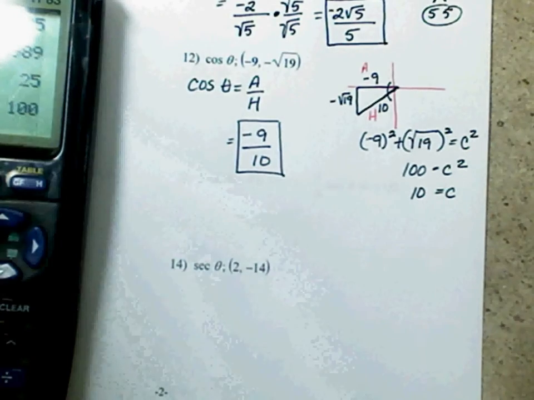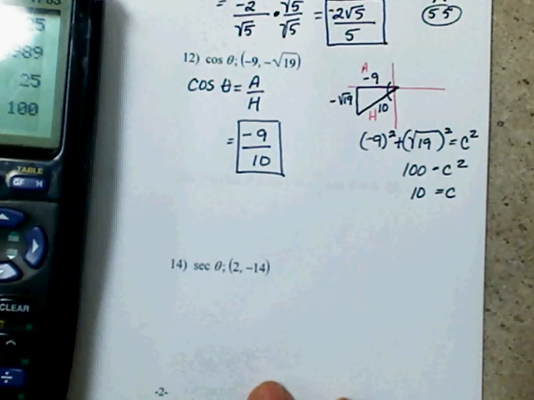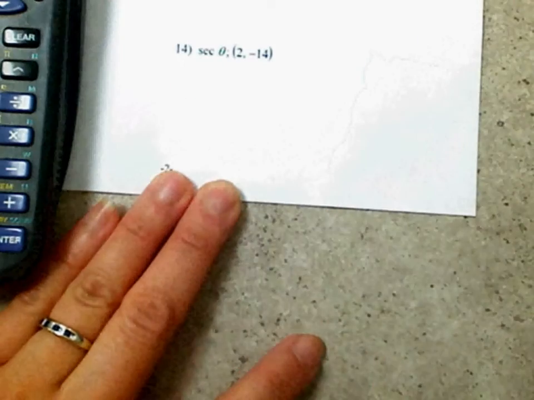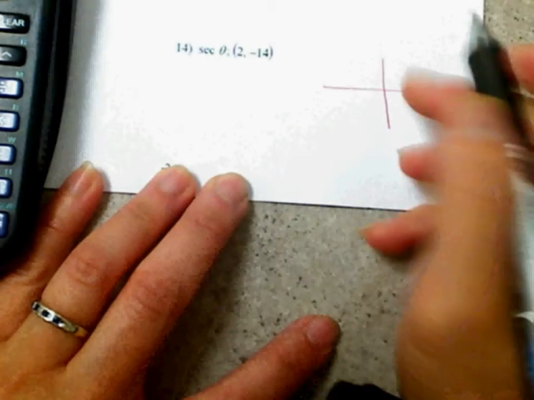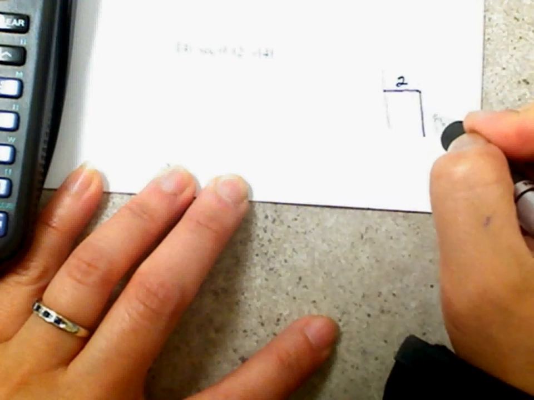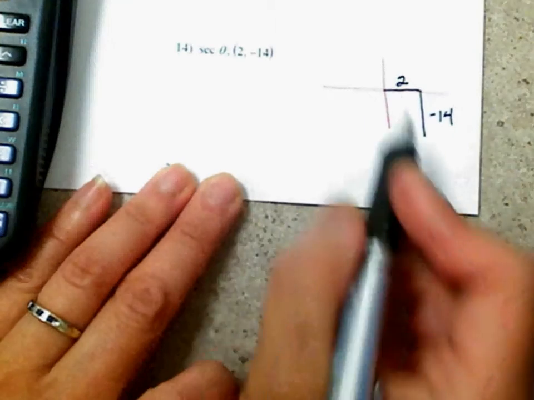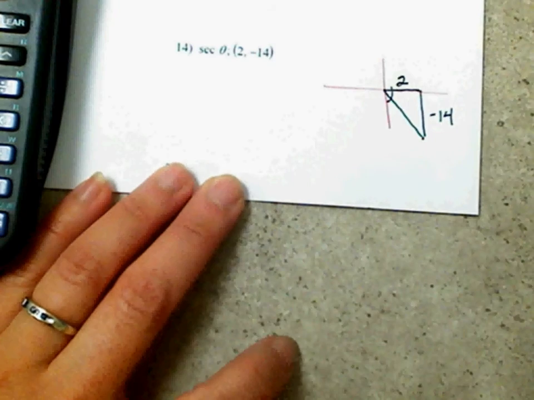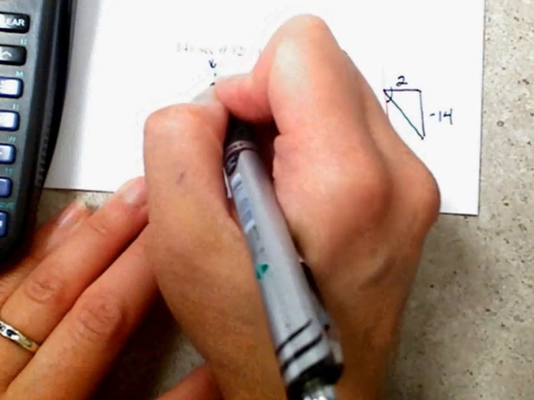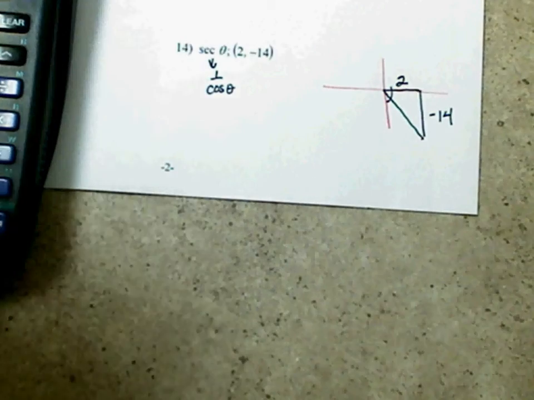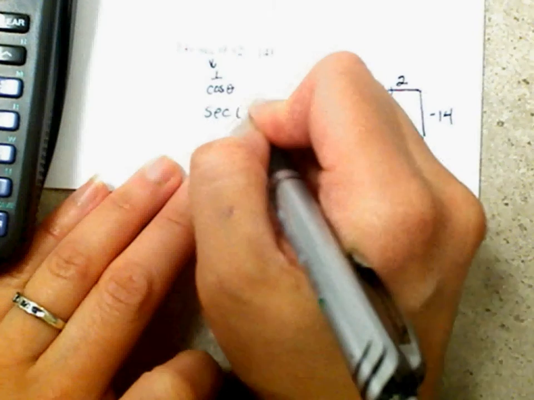Number 14. All right. Make a sketch. Okay. 2 positive, negative 14 goes down. So here's 2 and negative 14. It's in the 4th quadrant. Angle of reference is right there. Secant is a reciprocal of 1 over cosine of theta. So if cosine is adjacent over hypotenuse, secant is going to be hypotenuse over your adjacent.